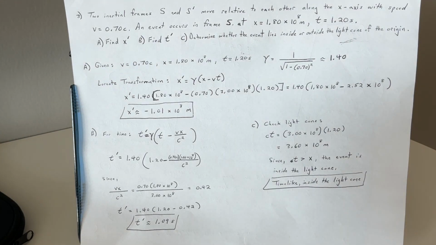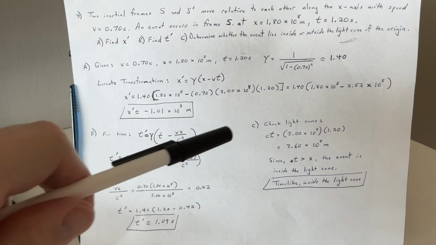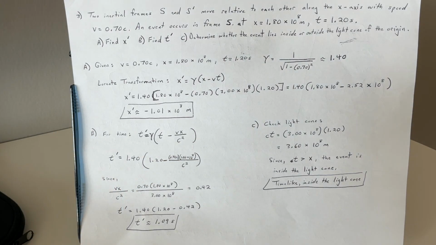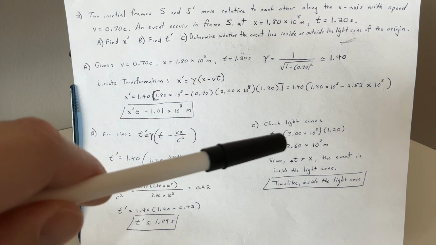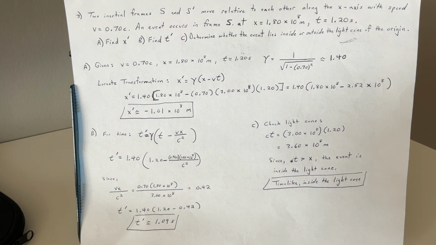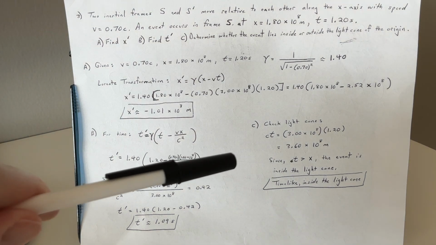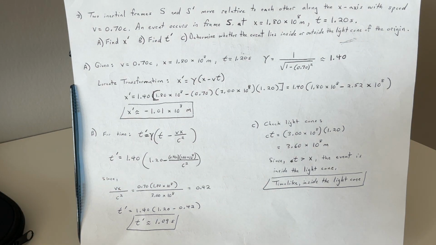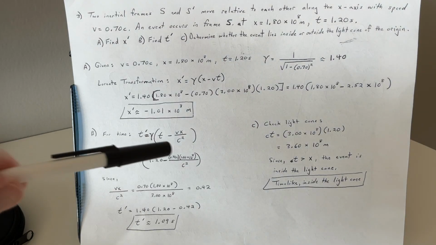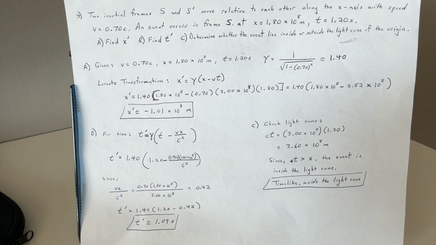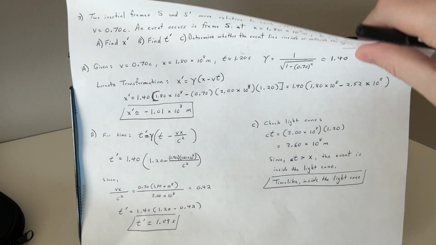And for part C, determine whether the event lies inside or outside the light cone of the origin. Well, let's check the light cone. c times t, that product, plug in our values: 3.00 times 10 to the 8th for speed of light times 1.20, which is that t value. We wind up with 3.60 times 10 to the 8th meters. Since our product of c and t happens to be greater than x, we say the event is inside the light cone. So this is time-like. Inside the light cone would be the answer for letter C. Okay, so that takes care of number 3.